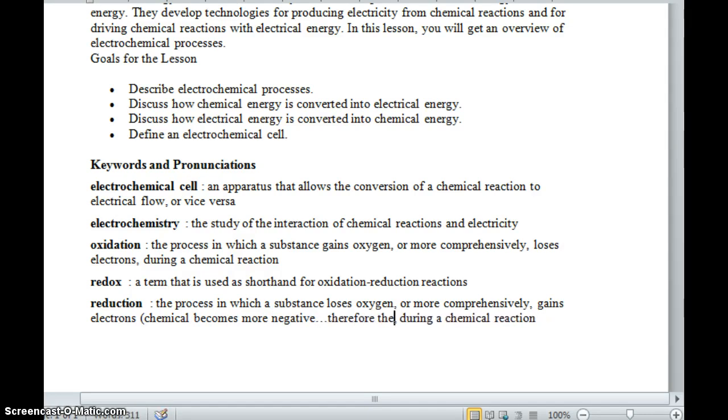Therefore, its charge is reduced, or lower, or more negative. So the first time you hear this word, people always get confused because they think, oh, reduce, get rid of. Well, we're gaining electrons because we're reducing the charge. We're becoming more negative, and that's why gaining electrons is called a reduction. It reduces the charge.